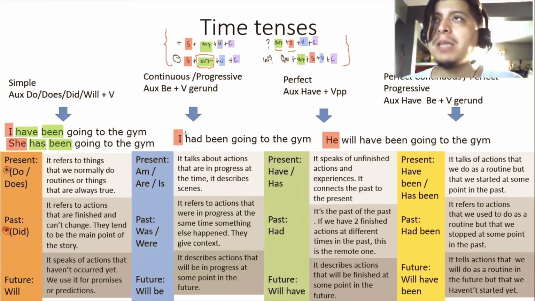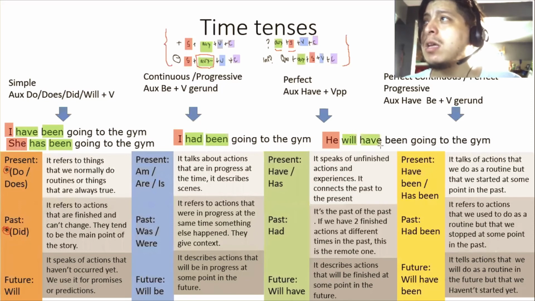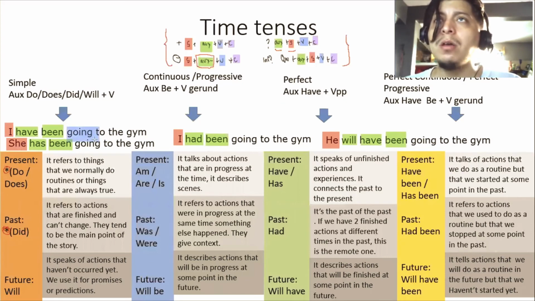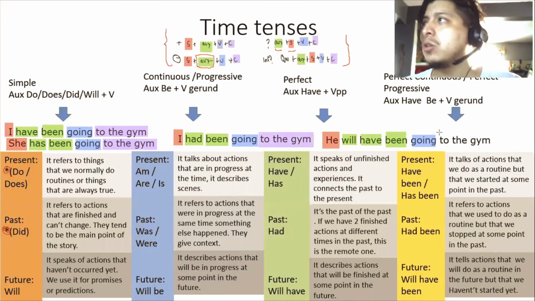Okay? In the past perfect continuous, the auxiliary is always have been. And in the future perfect continuous, we have an auxiliary that is made up by three different words. Will have been. And then we have a verb in gerund, going. And then finally, we have the complement. The complement is, in this case, just a complement of place. It's telling you where you were doing the action, or towards where you were doing the action.